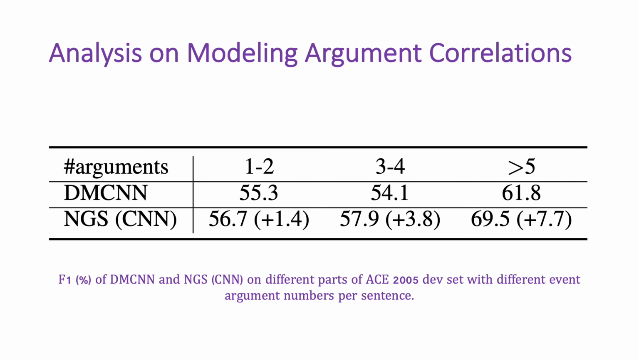In the last experiment, we want to study whether the improvements of our neural Gibbs sampling model really come from successfully capturing the event argument correlations, or just from some other factors. We split the ACE 2005 development set into three parts, which contain different numbers of event arguments, and we observe the performance of our NGS-CNN model and its basic model DMCNN on them. We can see that with the increase of the event argument number, our improvements significantly rise, which shows that our improvements really come from better modeling multiple argument correlations.